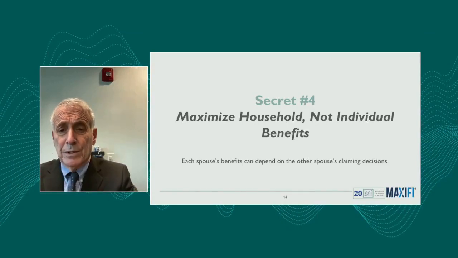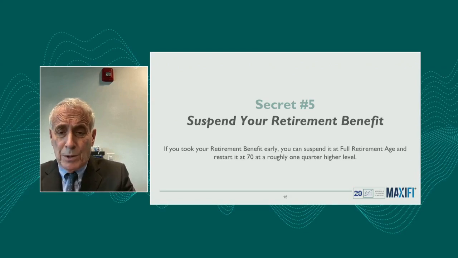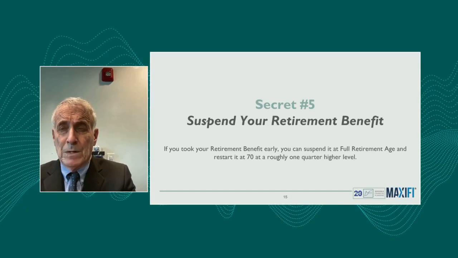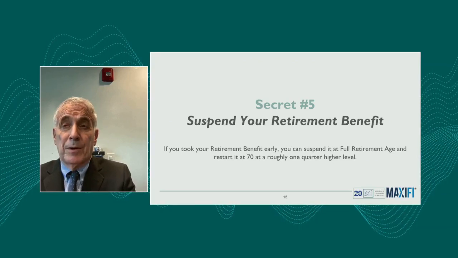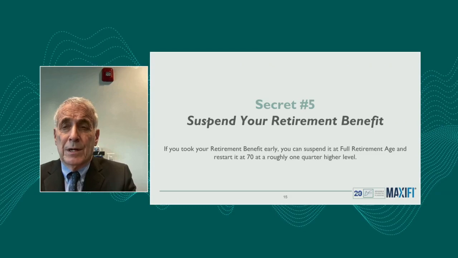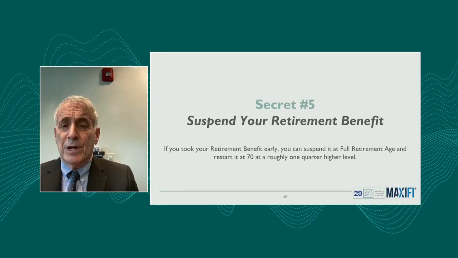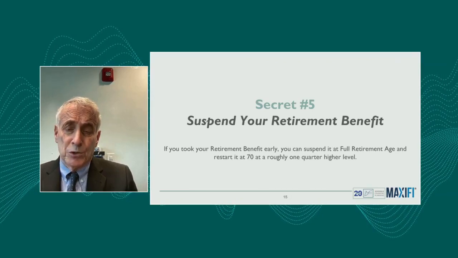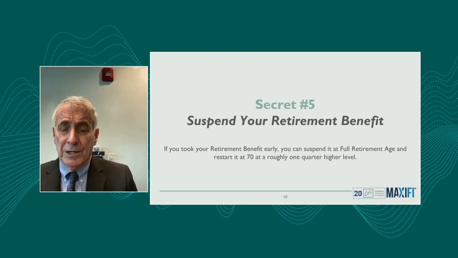The secret number 5, let's move on to that one, is that if you've taken your benefits early, because maybe you got laid off during COVID, for example, and you go back to work, or maybe you've just not gone back to work and you've reached full retirement age, you can do something called suspend your benefit and start collecting delayed retirement credits. And that's going to be 8% per year. It doesn't compound, but if your full retirement age was 67, which is true for anybody born after 1960, their full retirement age is 67.